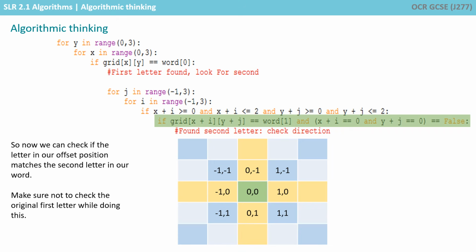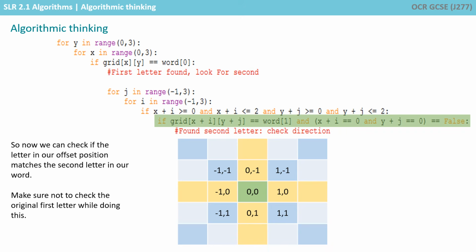So we can now go ahead and check if the letter in the offset position matches the second letter in our word. And we need to make sure that we're not going to check the original first letter as well. So we've got an exception to the rule. If x plus the offset and y plus the offset equals 0, then that would be the first letter, and we don't want to check that again. So we've introduced just an extra little condition to the rule.